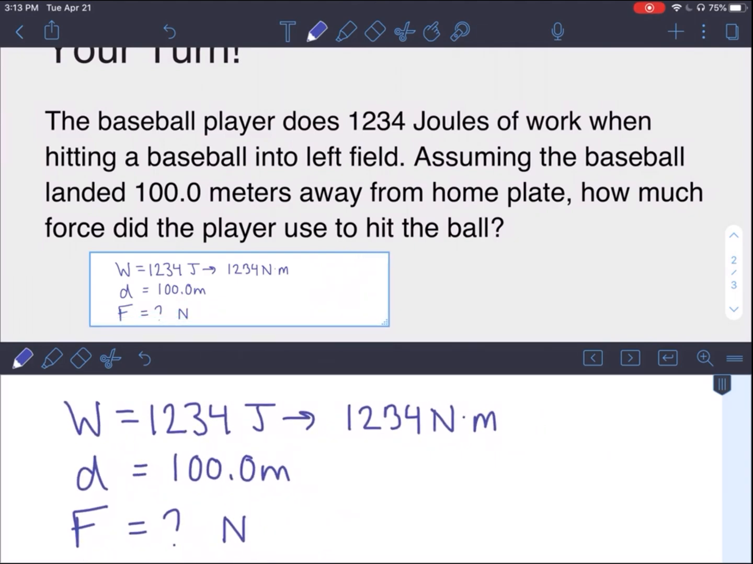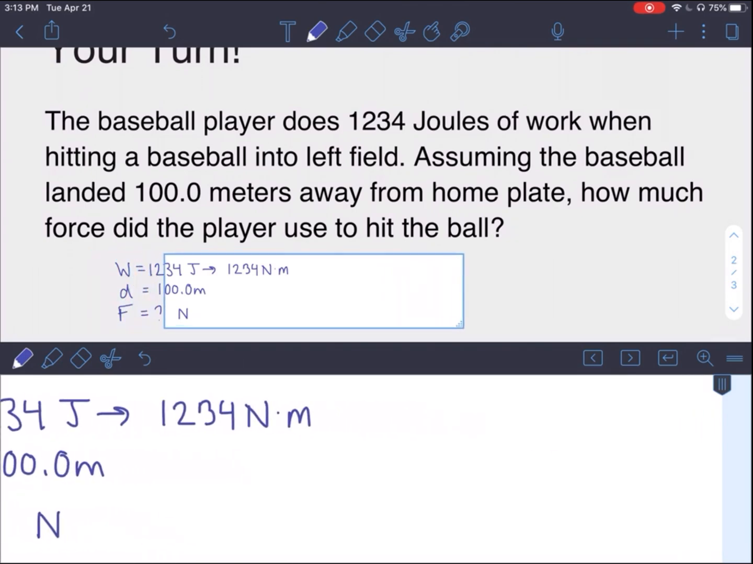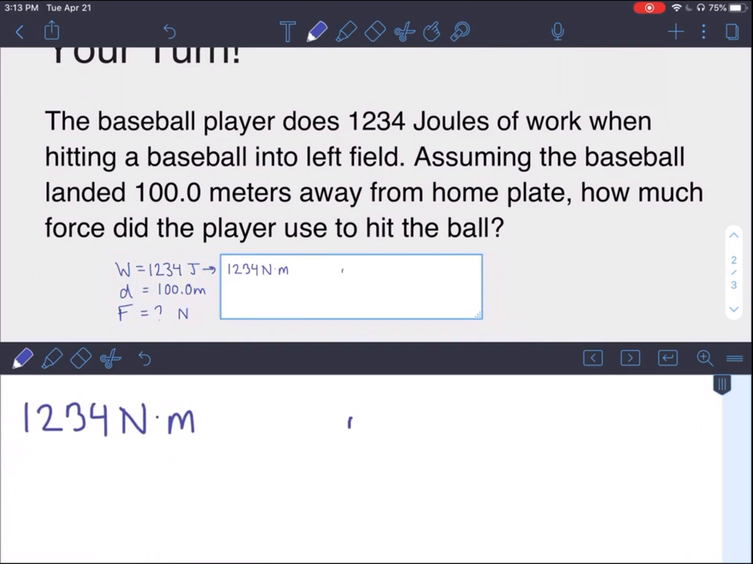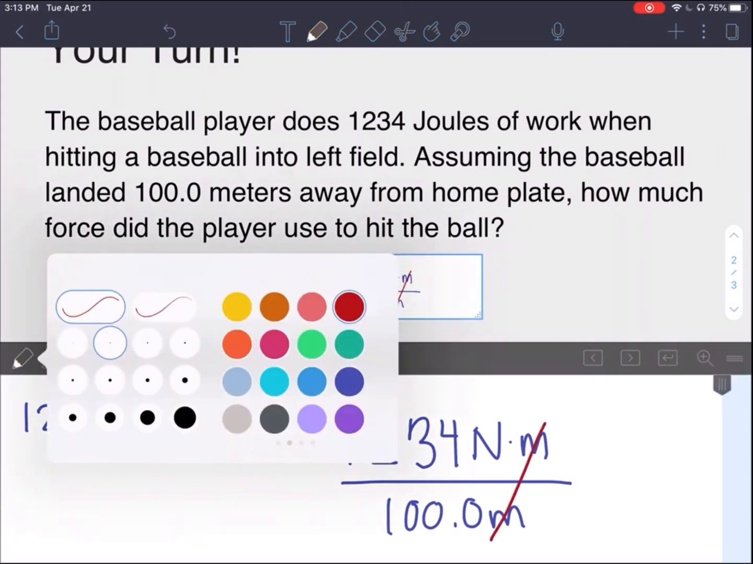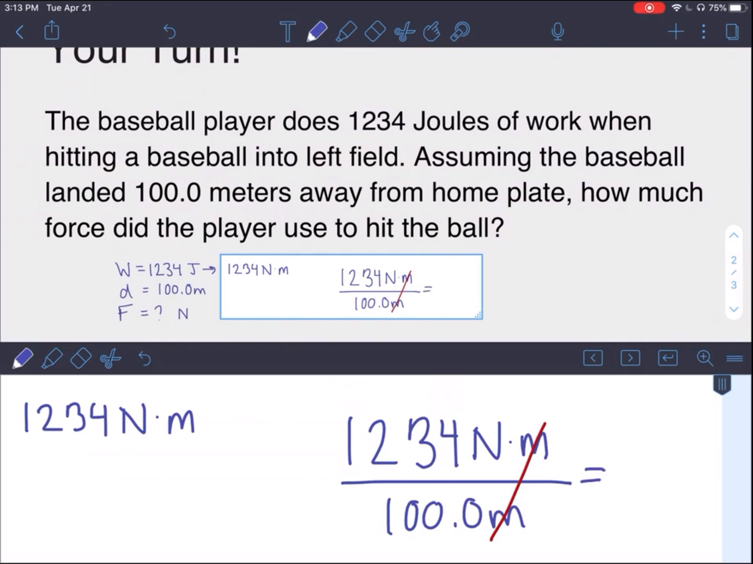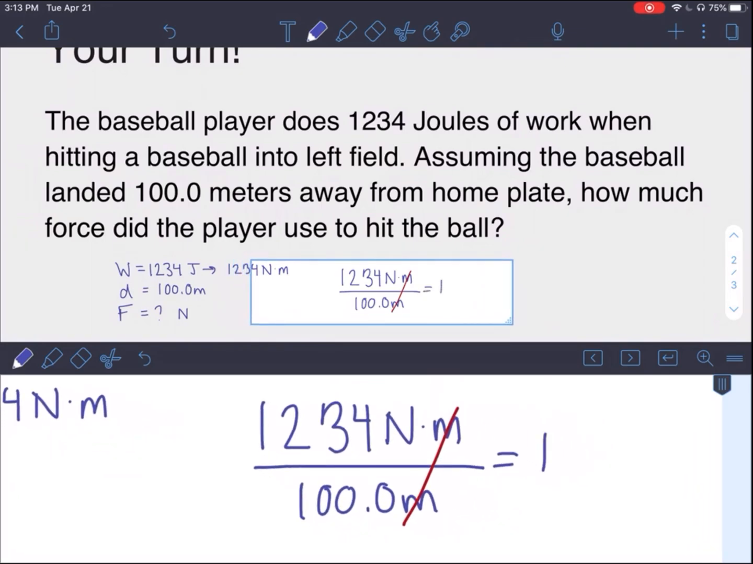So if I have a newton meter and I want a newton, I divide it by a meter. That's exactly what I'm going to do. 1,234 newton meters or joules divided by 100 meters. Get the meters to cancel out. And we are left with 12.34 newtons.